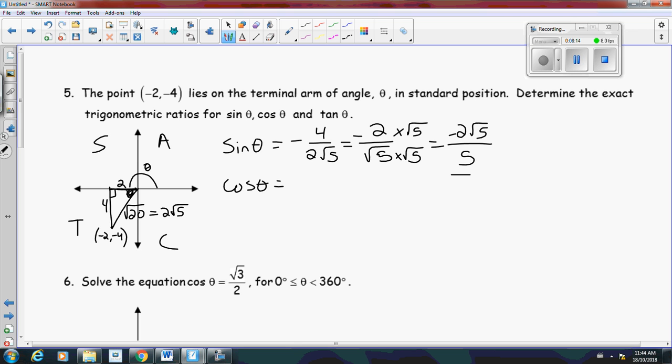Cosine, so now I take the adjacent side, which is 2 over 2 root 5. Once again, it's negative because cosine is negative in quadrant 3. Simplifying gives us -1 over root 5. If you choose to rationalize it, you would have root 5 over 5. Tangent is positive in this quadrant, so I just take the opposite side 4 over the adjacent side. Completing the division tells me the tangent ratio there is 2.